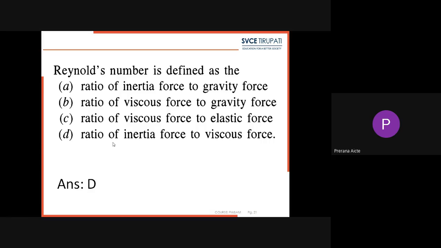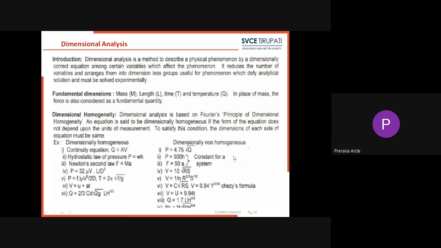Then next one: the Reynolds number is defined as the ratio of inertia force to viscous force. Then next topic, so now we are going to discuss the next topic, that is dimensional analysis.